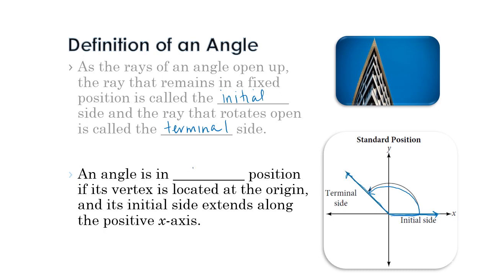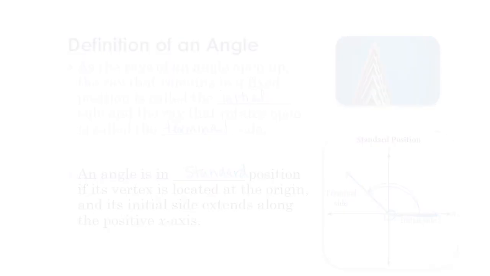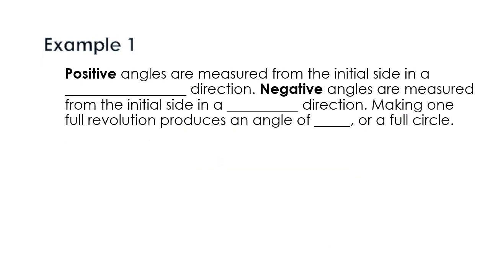An angle is in standard form or standard position if its vertex is located at the origin, so there's the origin (0, 0), and its initial side extends along the positive x-axis. So for example, positive angles are measured from the initial side in a counterclockwise direction. So for example, we'd start here on the positive x-axis and we'd go counterclockwise. So that would be a positive angle.